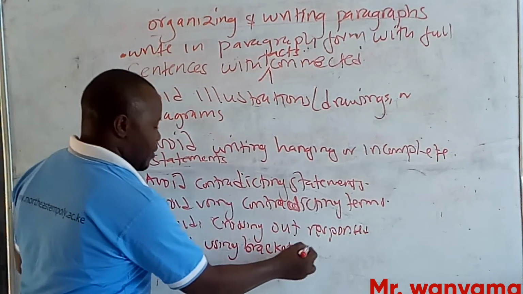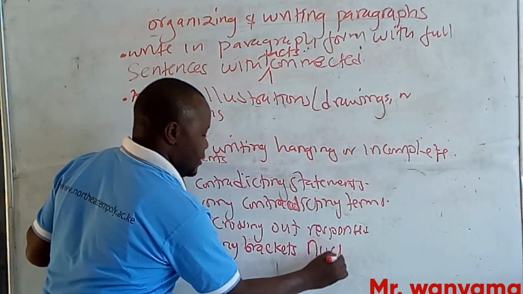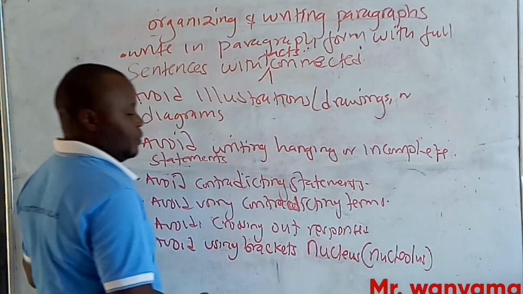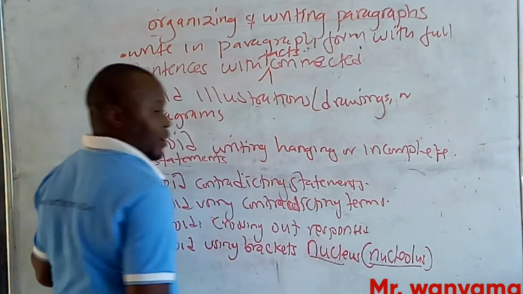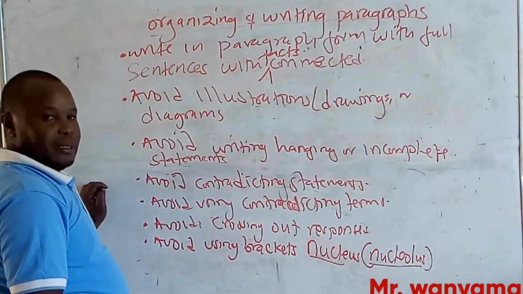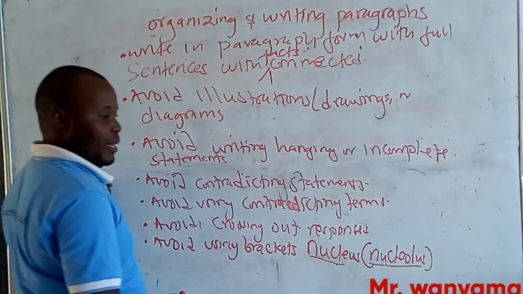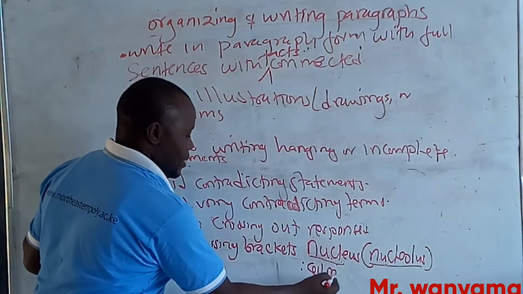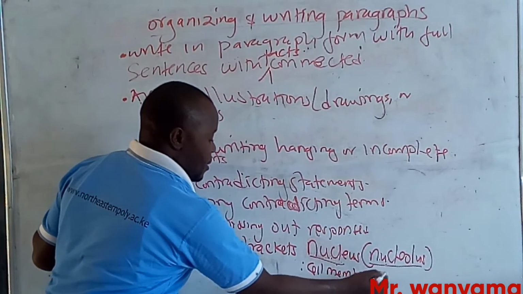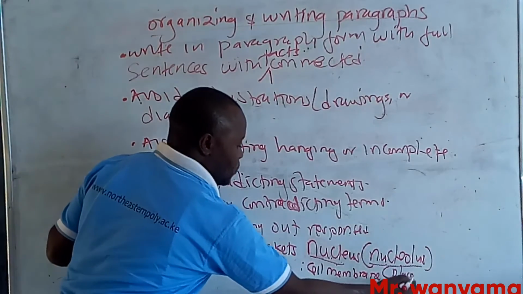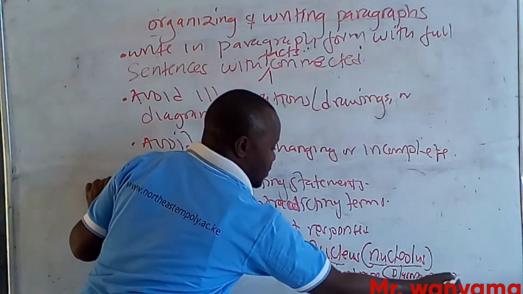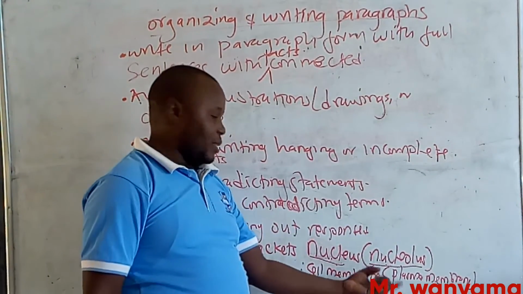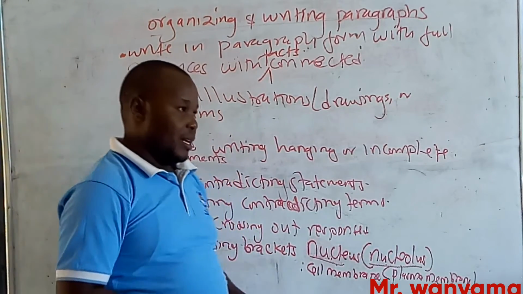For example, you have written the word cell, then in the bracket you write nucleolus. The nucleus and the nucleolus are two different parts in the cell. The nucleolus and the cell are not the same, so this is not an equivalent. But if you write cell membrane, then in the bracket you write plasma membrane, plasma membrane and cell membrane are equivalent. So this one will earn the marks, but in the other case they are not related.